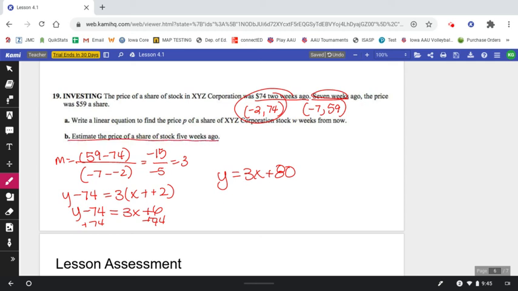Estimate the price of a share of stock 5 weeks ago. So I'm going to put -5 in for my x. So y equals 3 times -5 plus 80, which would give me $65. And that makes sense because 65 is in between the 2 weeks ago and the 7 weeks ago.